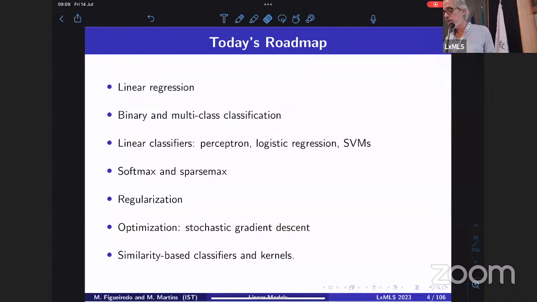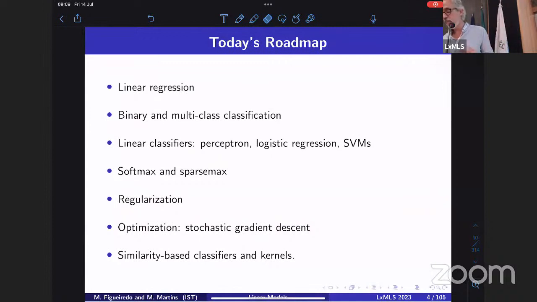But it comes from statistics rather than from computer science. Support vector machines, we'll talk a little bit about support vector machines. Then we'll talk about some innovation, which actually is due to Andre and Ramon, who is somewhere over there. Is he here? No. Sparsemax is not here. He's outside. We'll talk about optimization.